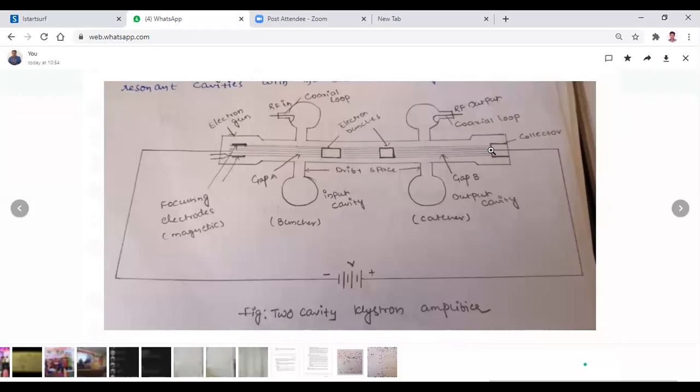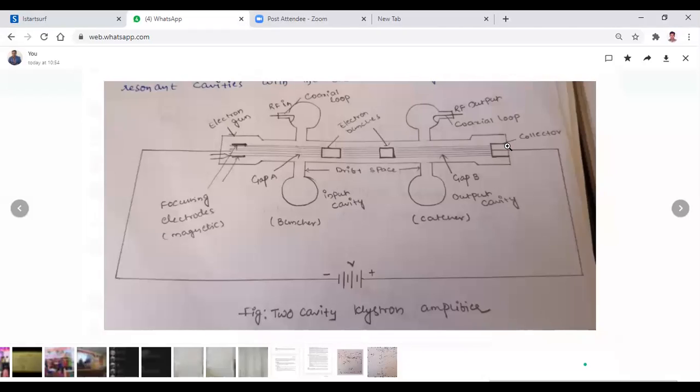And look at this battery also. The negative is connected to the electron gun and the positive is connected to the collector. So this one is the positive charge, and this one is the negative charge. Once again I am repeating, two cavities: the buncher cavity and the catcher cavity.